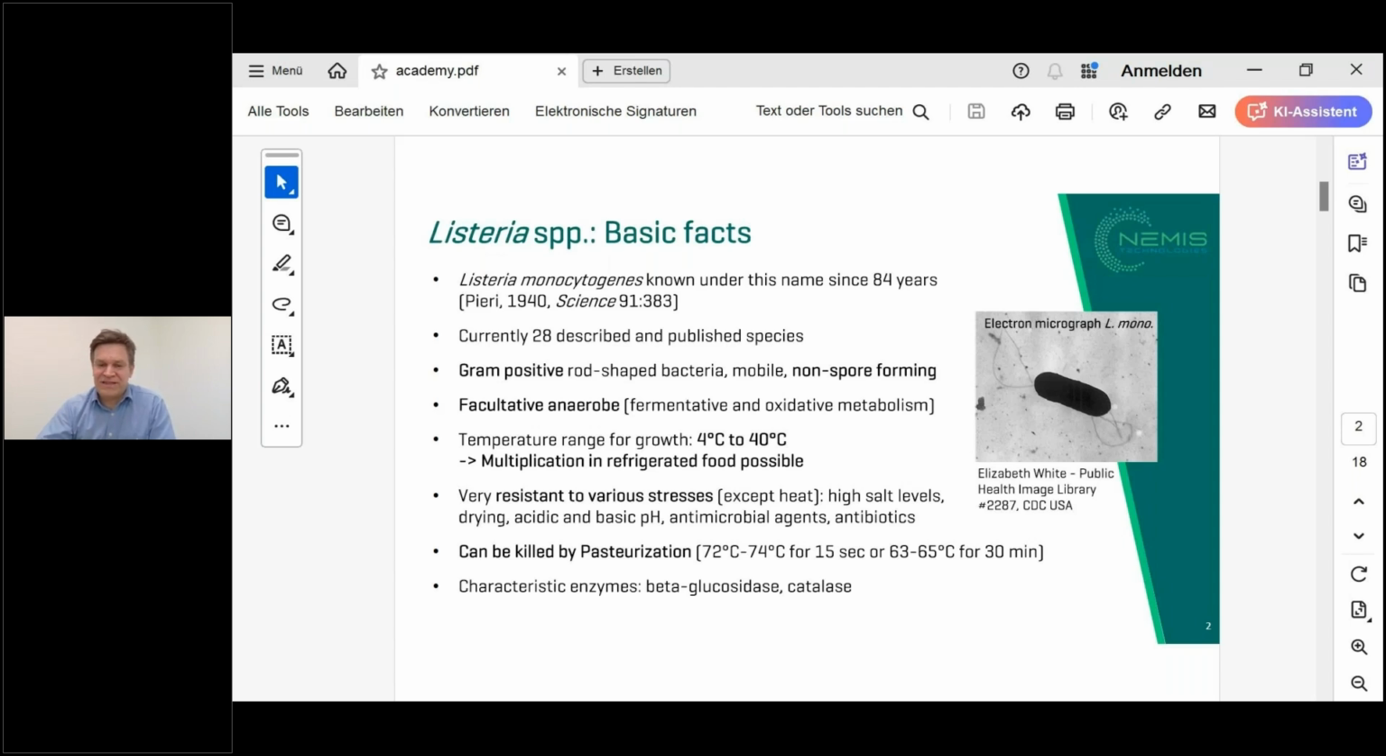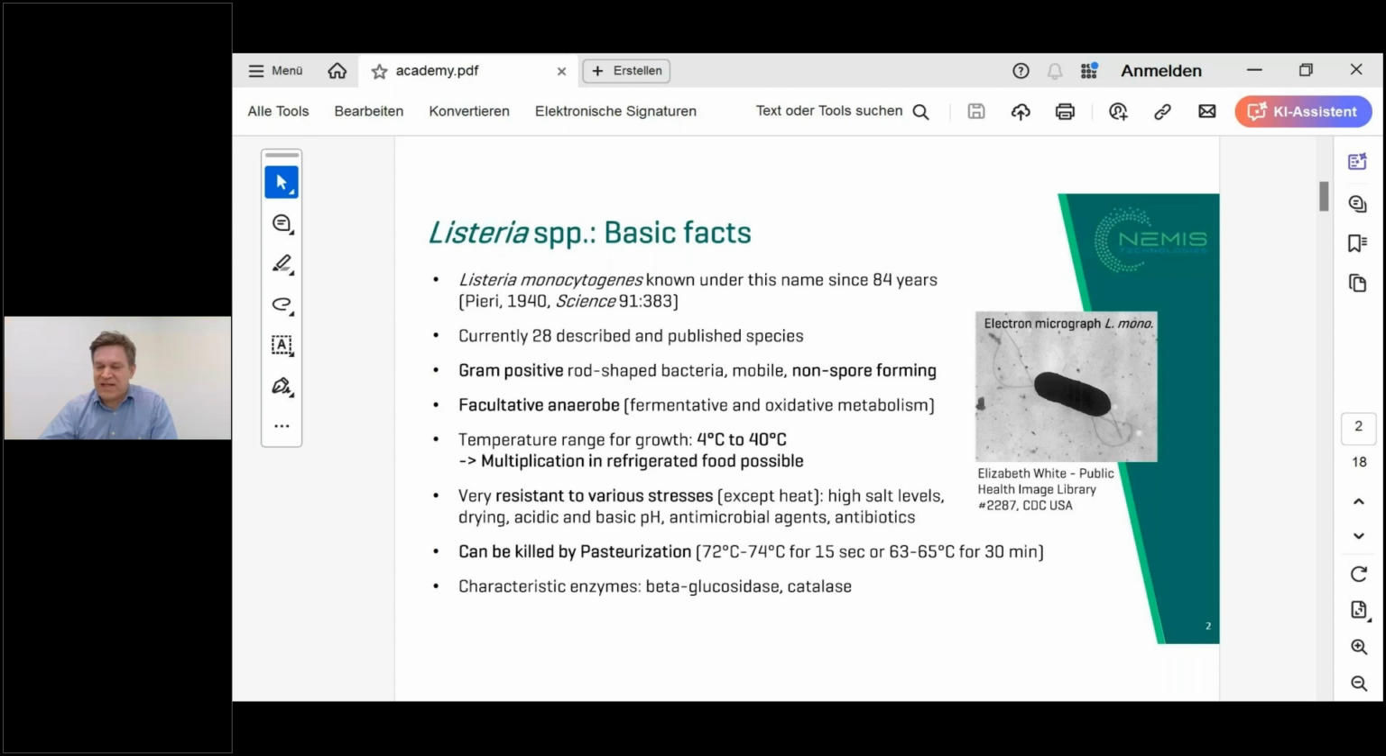In general, all Listeria are gram-positive, rod-shaped bacteria. On the right, you see an electron micrograph of L. mono. They're also mobile, at least under certain conditions, and you see that because it has flagella, nicely visible in this electron micrograph. Also important with respect to sterilization is that they're non-spore forming, other than other gram-positive bacteria.